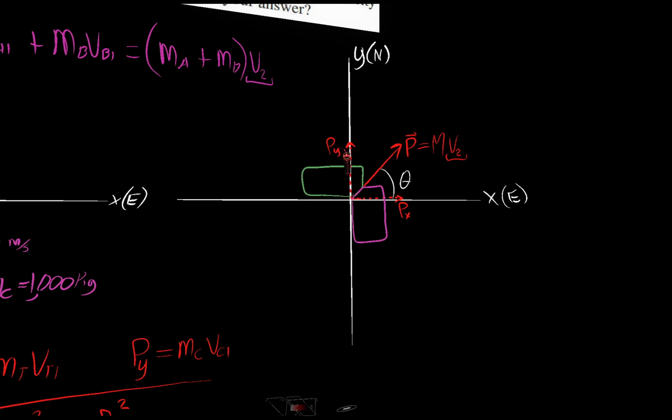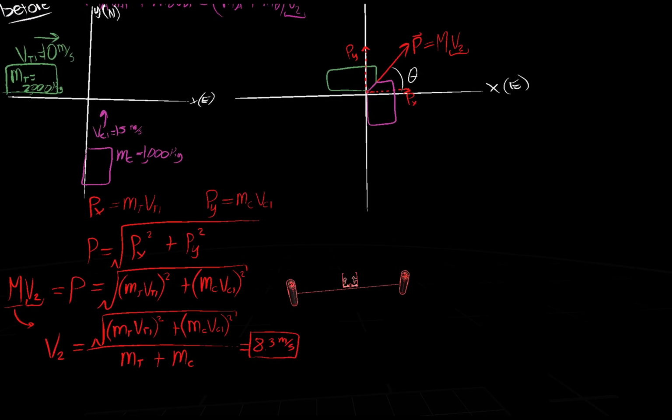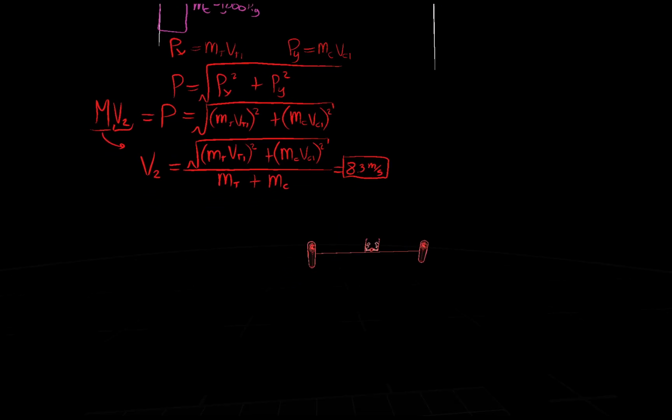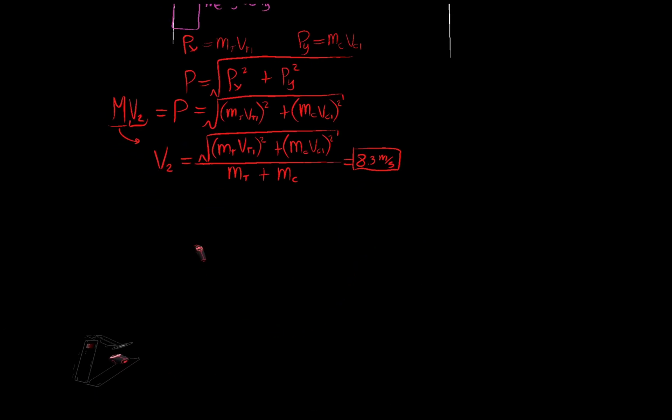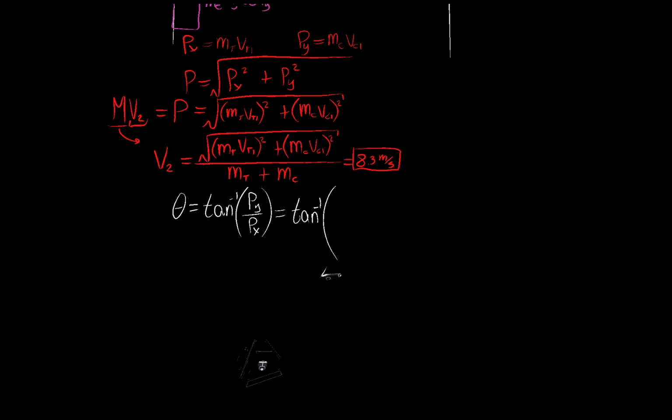But we have each of the components. So we're going to find theta using the tangent operation, just like you would with any components of a vector, right? So theta, I'll do white since the angle was written in white. Theta is equal to the inverse tangent of py over px, which is equal to the inverse tangent of, where's py? Py is mc vc1 over px, mt vt1.